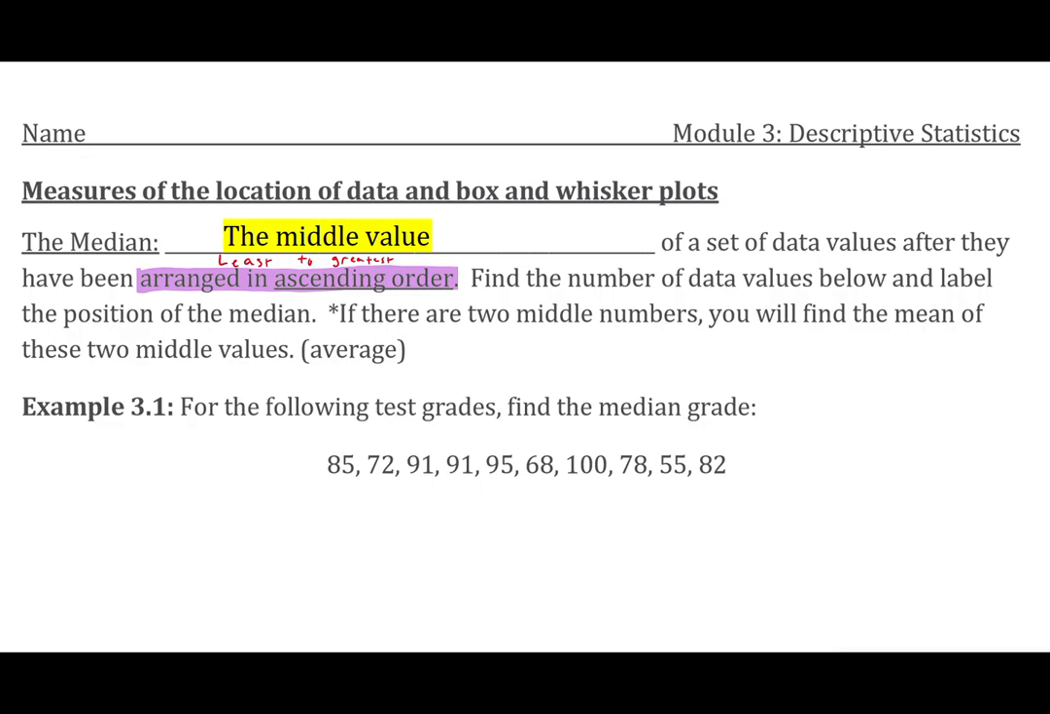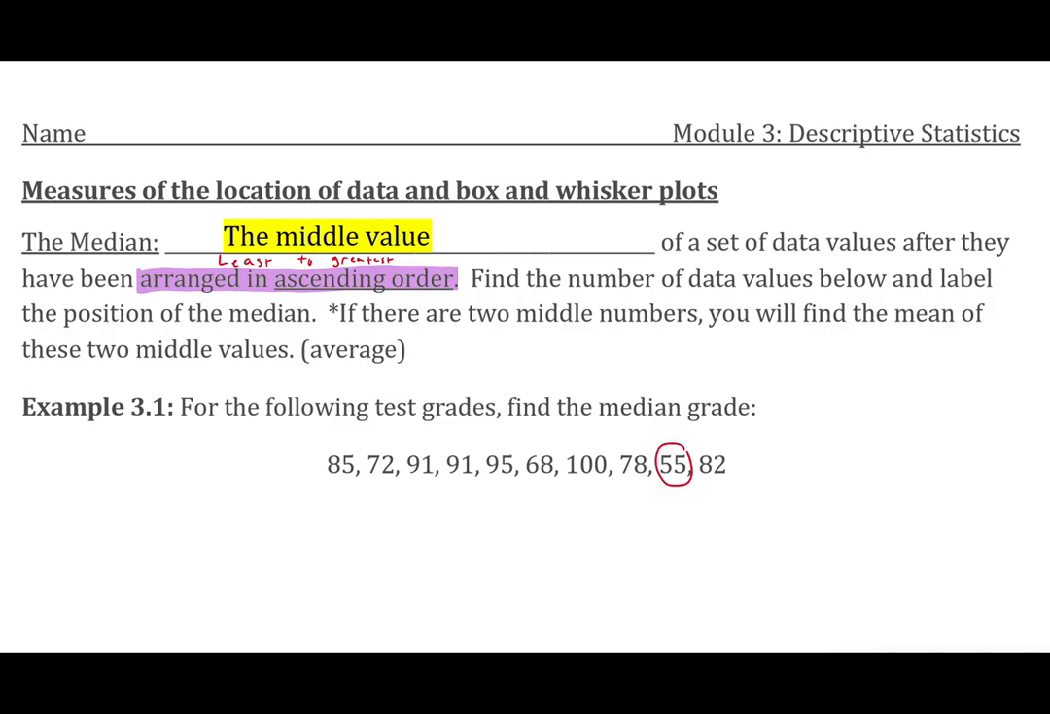If there are two middle numbers, you will find the mean of these two middle values, which will just be the average of the two middle numbers. For the following test grades, find the median grade. Well, the first thing we need to do is arrange these in ascending order. So we need to arrange them from least to greatest.